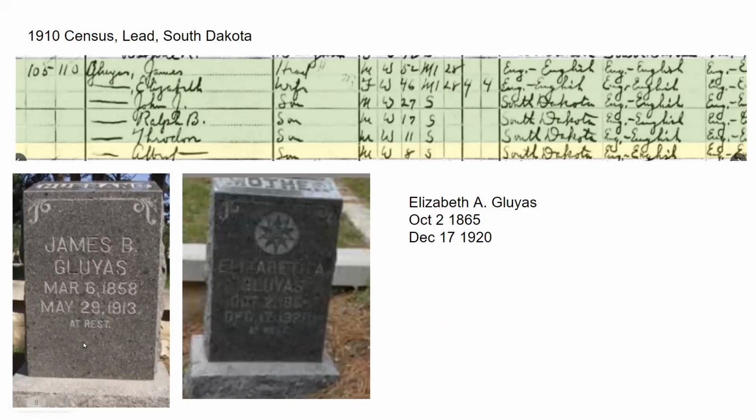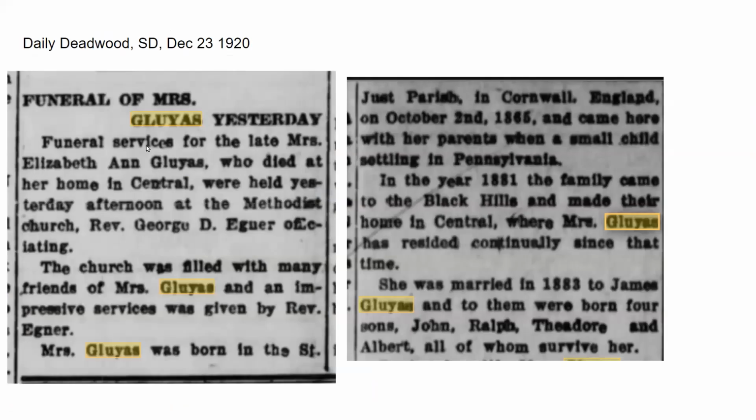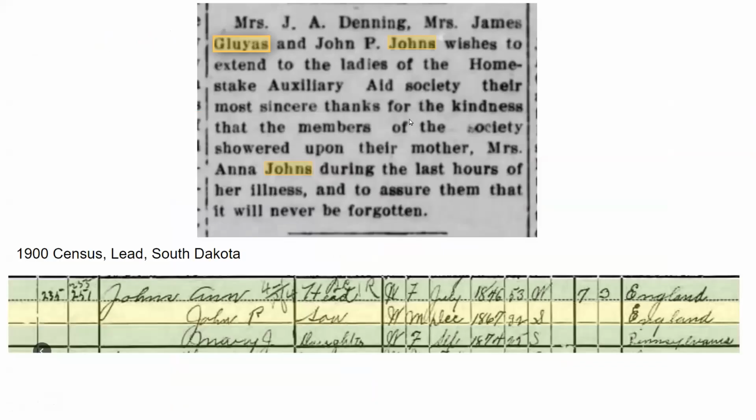We can find their tombstones. There's James. Elizabeth is October 1865 to December 1920. And newspaper, here we are. Funeral of Mrs. Gluyas, the late Elizabeth Ann Gluyas. Mrs. Gluyas was born in the St. Just parish in Cornwall, England on October 2nd, 1865, and came here with her parents as a small child. Okie dokie. You don't get better than that.